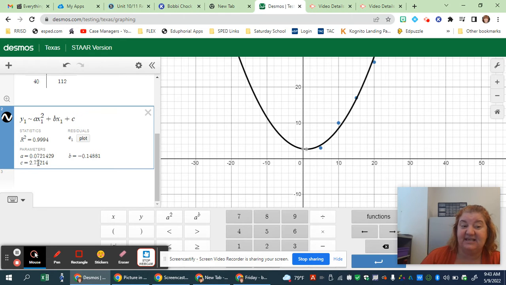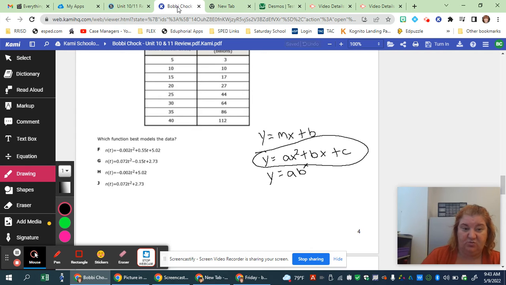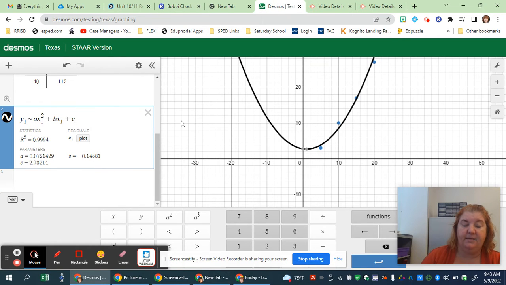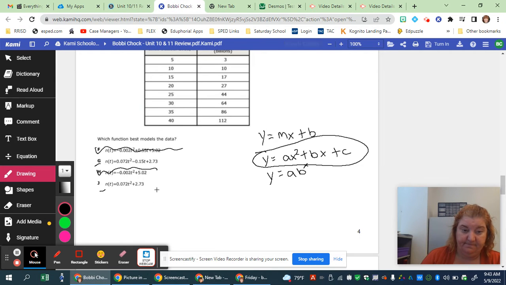So there's my answer, y'all. A is 0.721. So A is 0.721. There's 1. So it's either this one or this one. It's not this one. Okay. And then is there a B? Yep, there's a B. 0.15 maybe. There it is. This one doesn't even have a B. So it's not that one. So that tells me it's G.